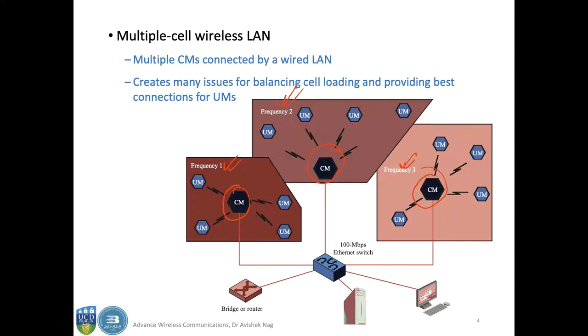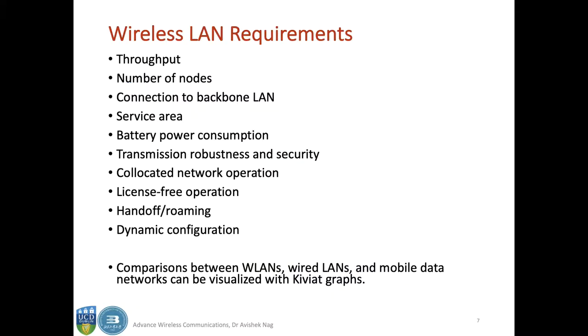Now coming to the different requirements of a wireless LAN. These are the minimum requirements. It should have a minimum throughput. So basically, the medium access control protocol that we have in wireless LAN, there is a protocol called MAC, medium access control protocol. We will learn about it later in this lecture.